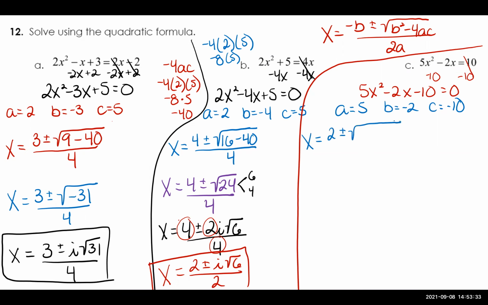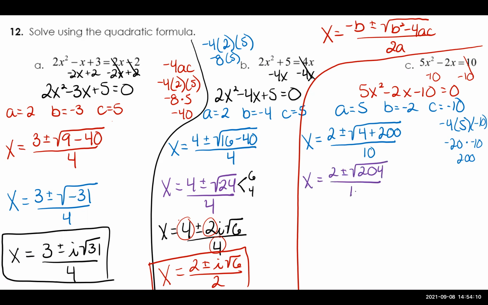Plus or minus the square root of b squared. So that would be a negative 2 squared is a positive 4. Minus 4ac. So I'm going to do negative 4 times a, which is 5, times c, which is a negative 10. So it'd be a negative 20 times a negative 10, which would be a positive 200. So I'm going to put a plus 200 all over 2a. That would be 2 times 5 is 10. We add, we get 2 plus or minus the square root of 4 plus 200, which is 204, all over 10.